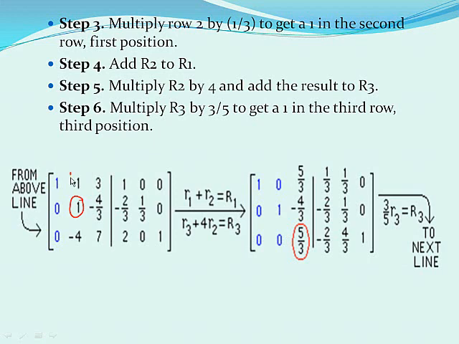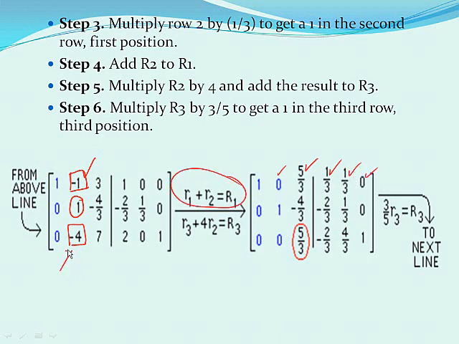Then I need to make 0 in the remaining locations in the second column. So we need to choose the right row operations. So to get 0 in this location, I need to get row 1 plus row 2. That means row 1 is changed as row 1 plus row 2. So we get 0 here. We have to calculate the remaining entries also. This entry is calculated using the same rule.